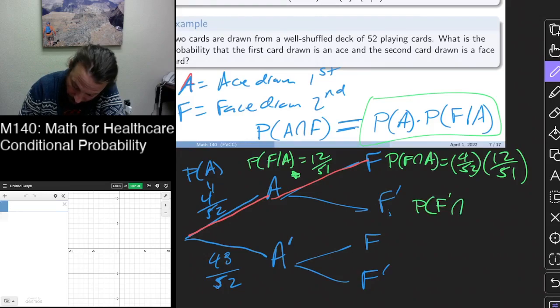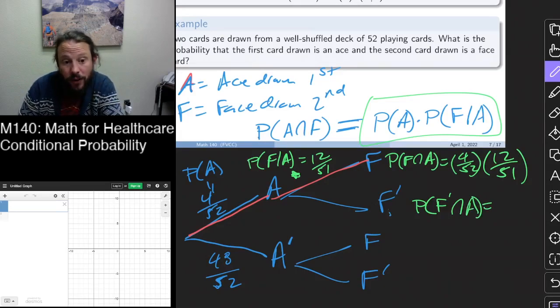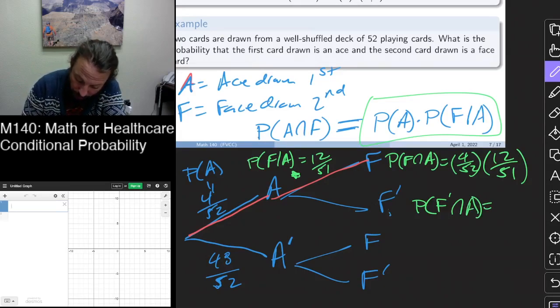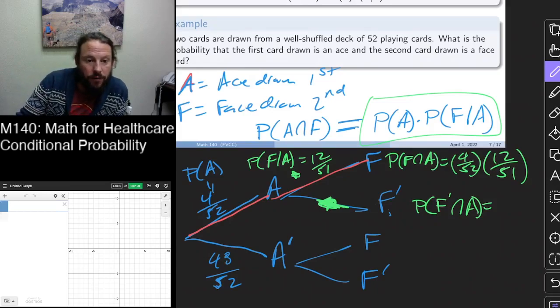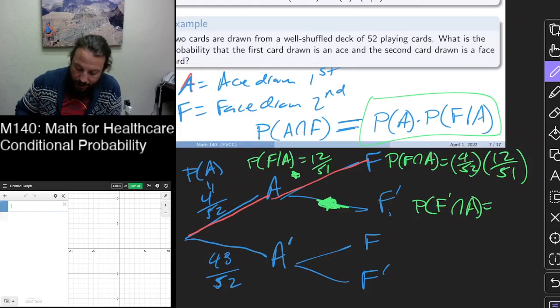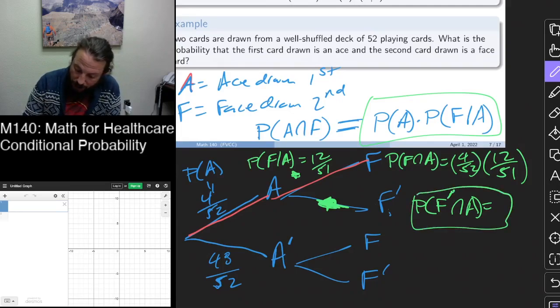So now, by this one, I would think of this as probability of F complement intersect A, and that's going to be, well, I'll let you fill that in. But notice this is probability of F given A. That means this edge here should be the probability of F complement given A. And I'm going to stop the video there, and I'd like you to fill in that whole chart. What I want you to find is the probability of not a face card and an ace, as well as the probability of not getting an ace and not getting a face card.